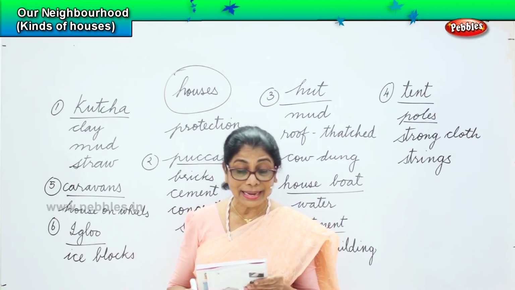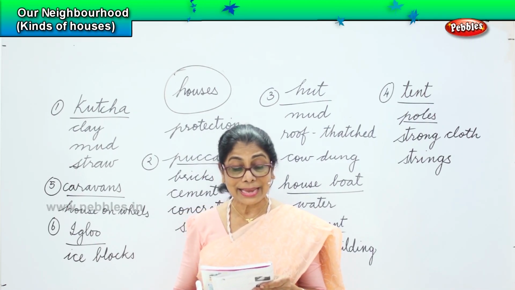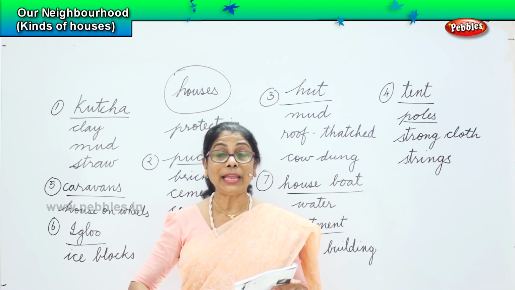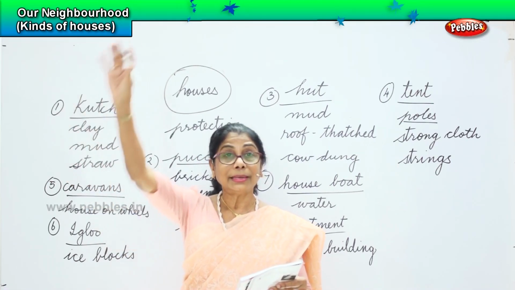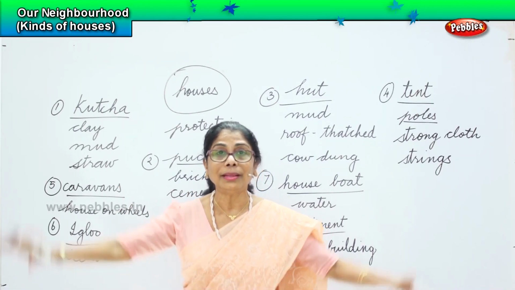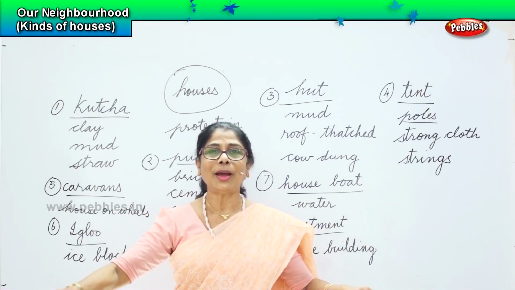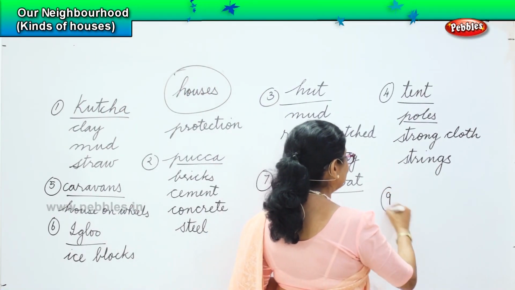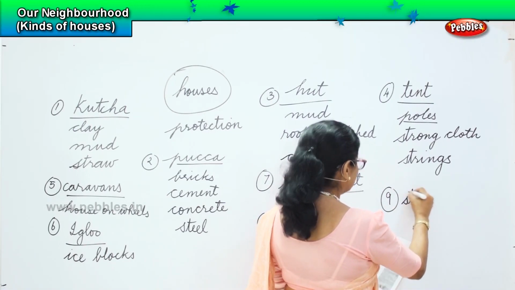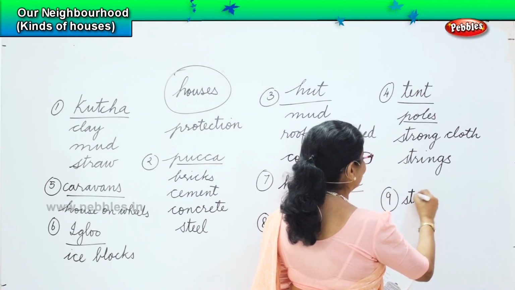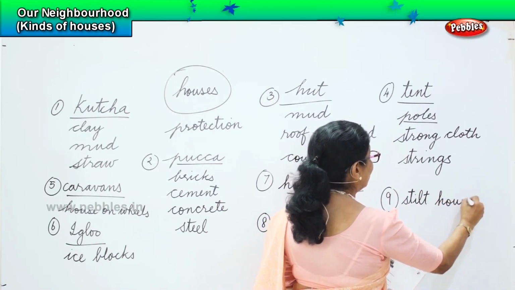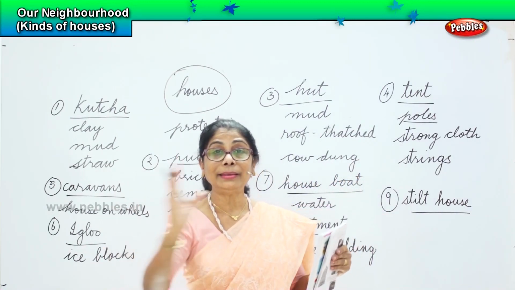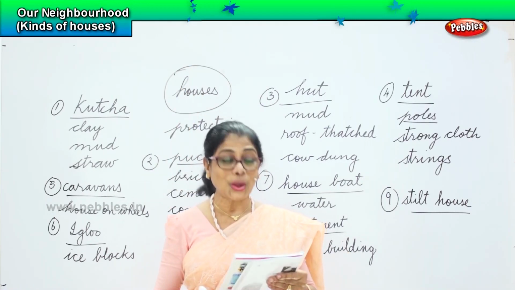Then there is still another type of house, the stilt house. Stilt houses are houses raised on piles. In the water, they put big piles, and the house stands on top of the water. So another type of house is called a stilt house.